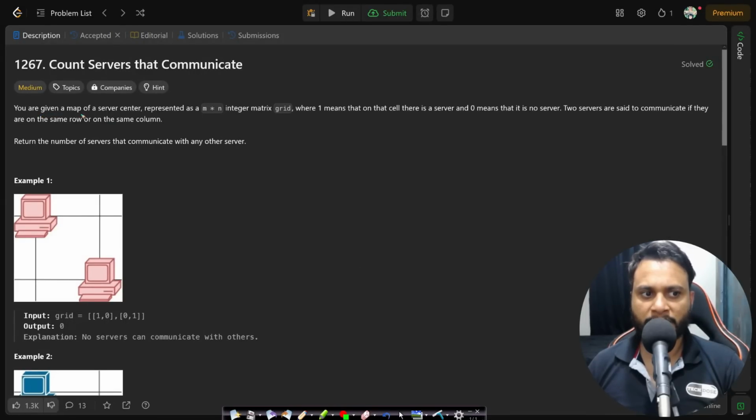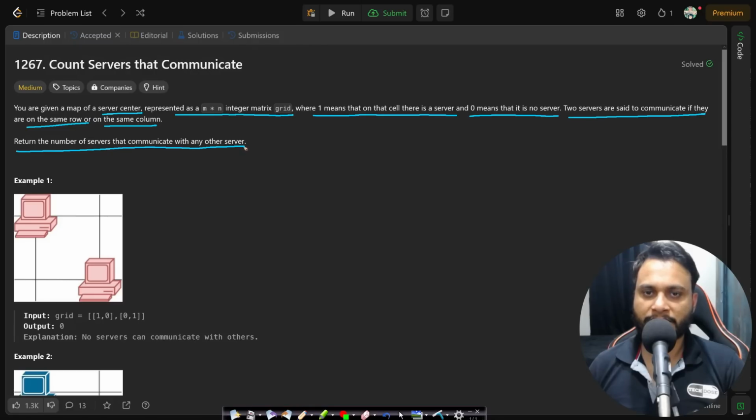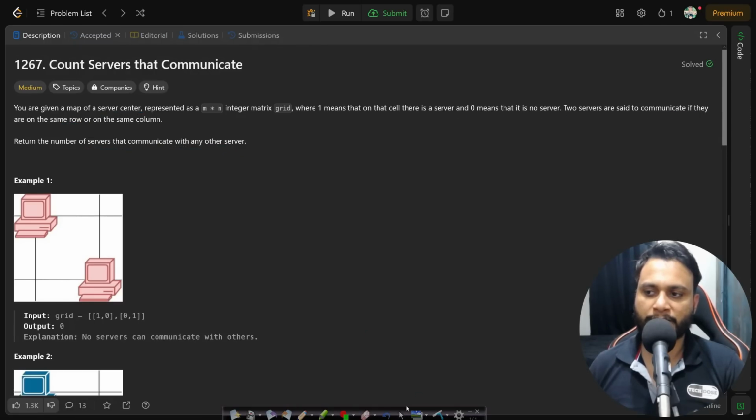In this problem you are given a map of a server center represented as an m by n integer matrix grid, where 1 means that on the cell there is a server and 0 means that there is no server. Two servers are said to communicate if they are on the same row or on the same column. Return the number of servers that communicate with any other server. Now let's look at an example.